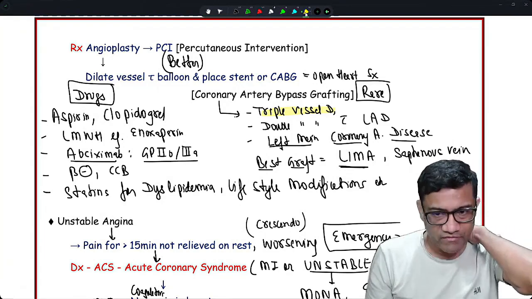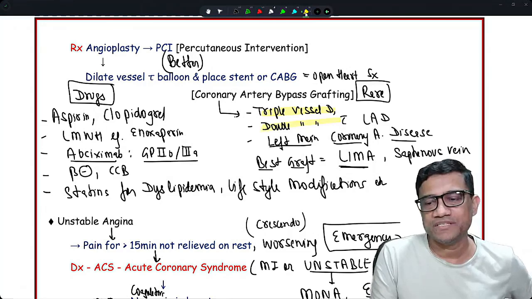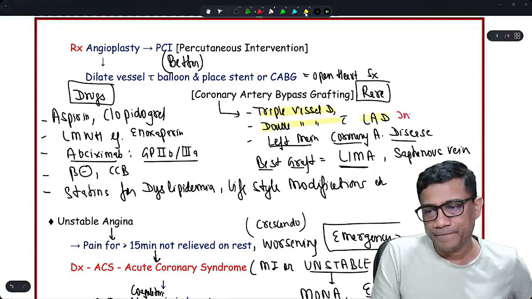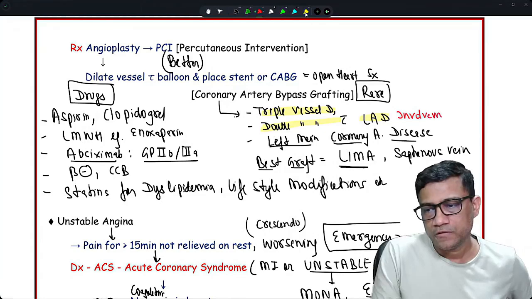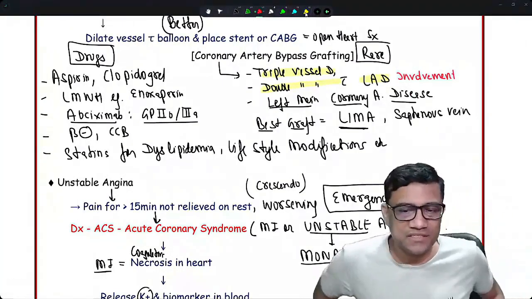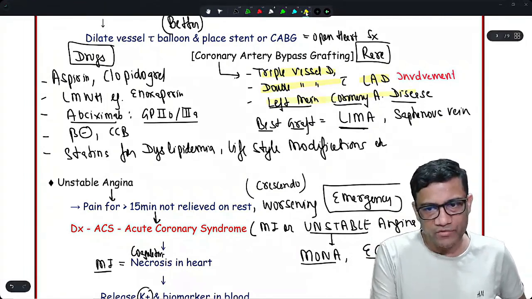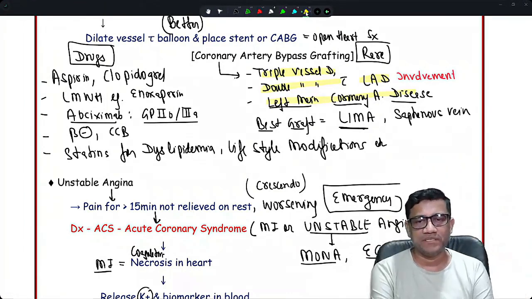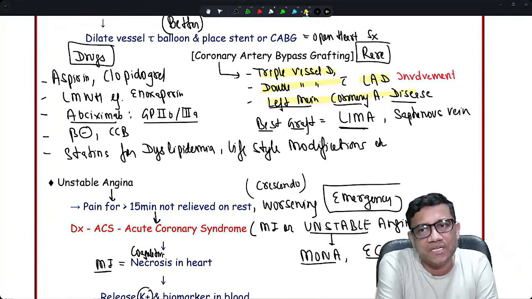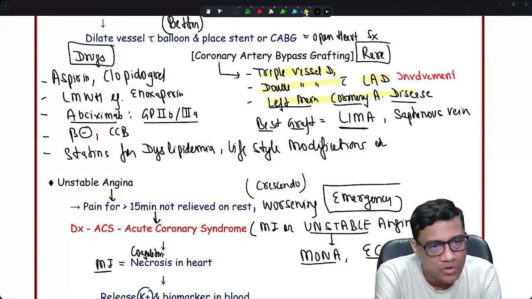Then double vessel disease with LAD involvement, and left main coronary artery disease. If the left main is affected, we have to do bypass grafting. Are you clear? The best graft is LIMA, the left internal mammary artery, or if not available, we can use the saphenous vein also. Are you clear?